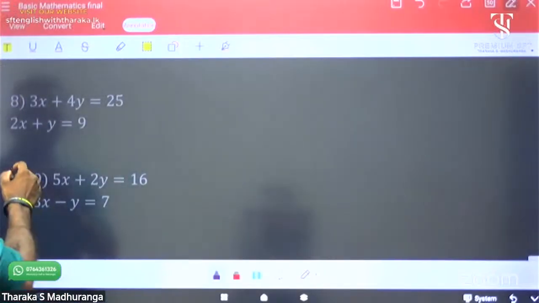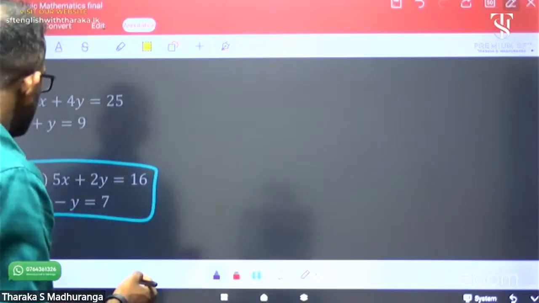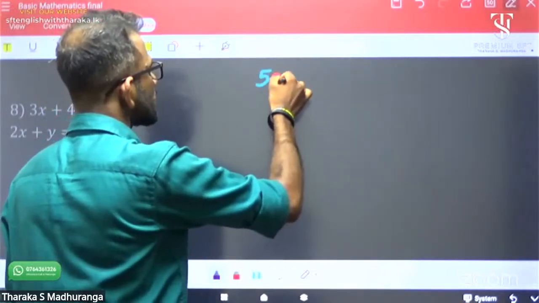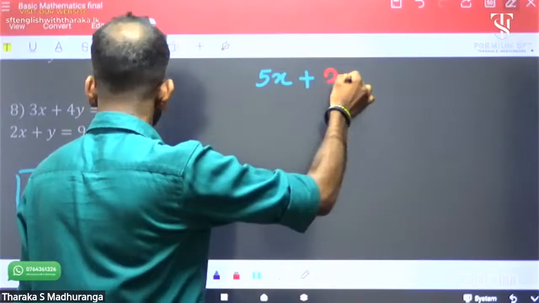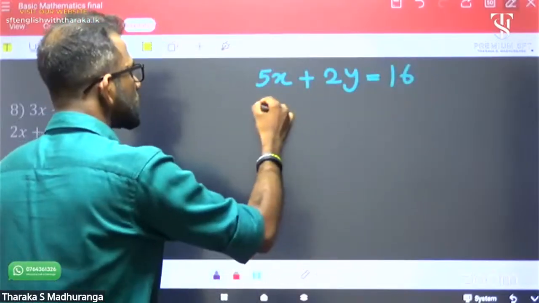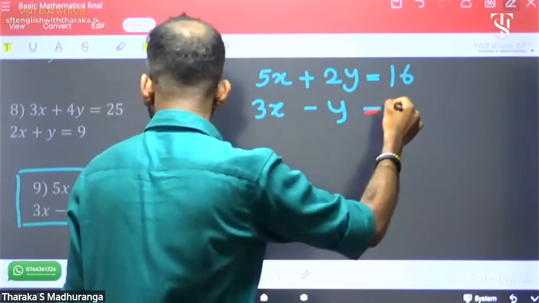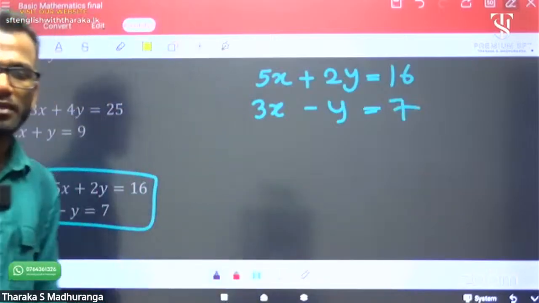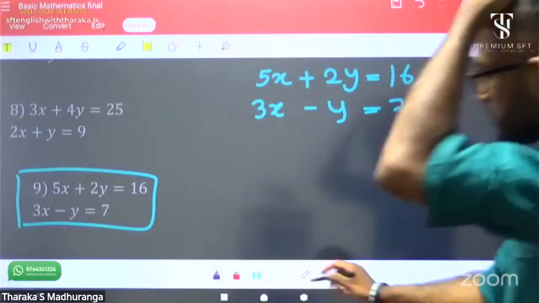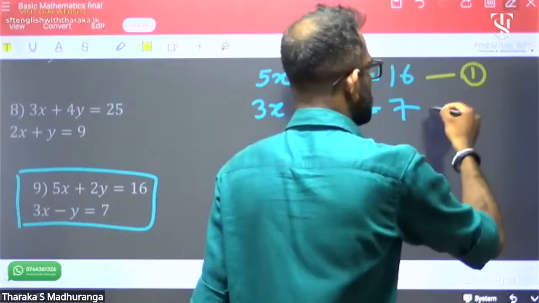Okay, let's discuss the final one in this exercise. 5x plus 2y equals 16. 3x minus y equals 7. Okay, this is my first expression. This is the second expression.